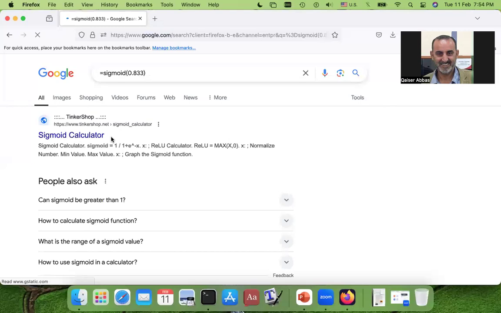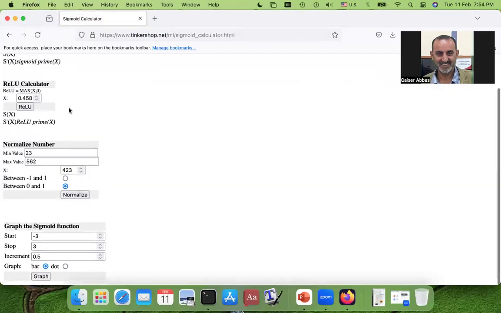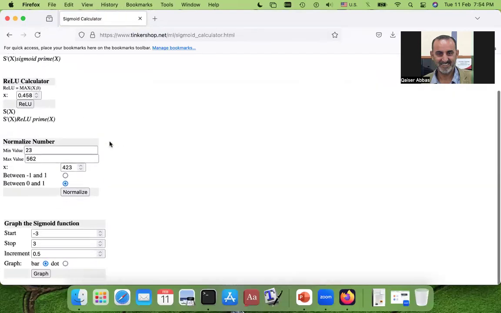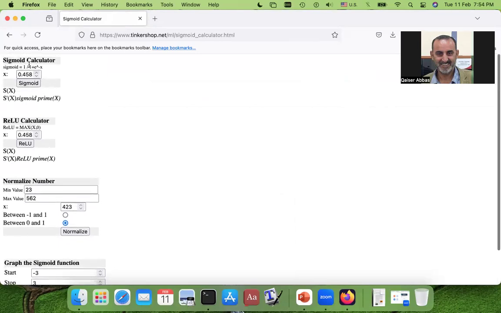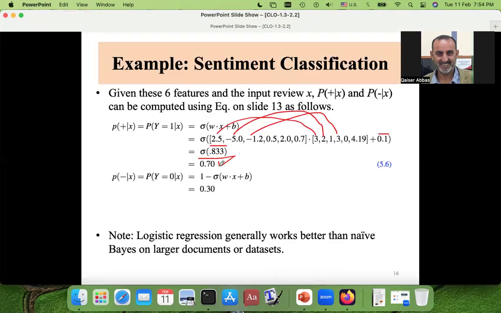Okay, this is the sigmoid calculator. Where is the sigmoid? This is the sigmoid, I think. And here, if we give the value 0.833, it gives us 0.69, which after rounding is about 0.7. This is bookish data, so that's why it is rounded there. So 0.70, and then the probability for the negative class.